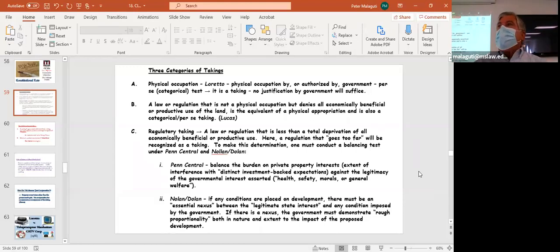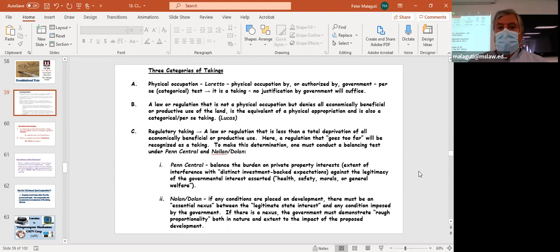Against the legitimacy of the governmental interest, this is almost always going to be a police power interest. Health, safety, welfare, morals, aesthetics. Okay, that's the police power that we've talked about throughout the course. Nollan and Dolan deal with regulatory takings where the government puts conditions on licenses or permits that you have to obtain to build. So before you can get a building permit, we're going to make you dedicate some of your land as a private park type thing.